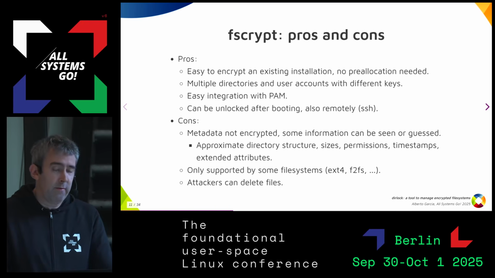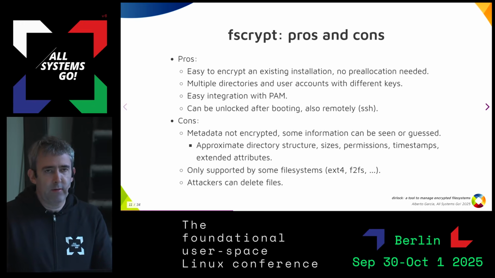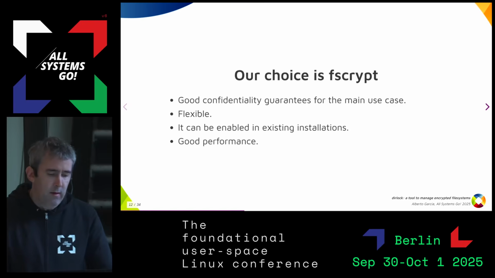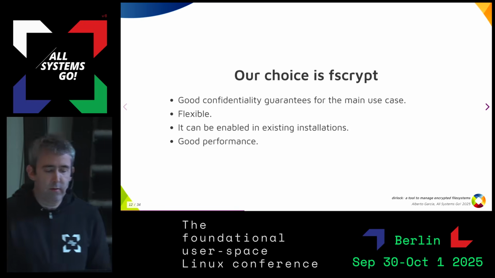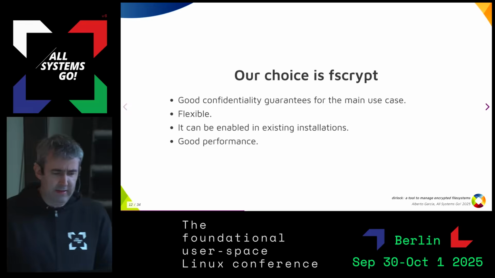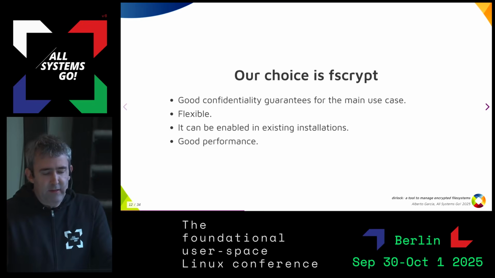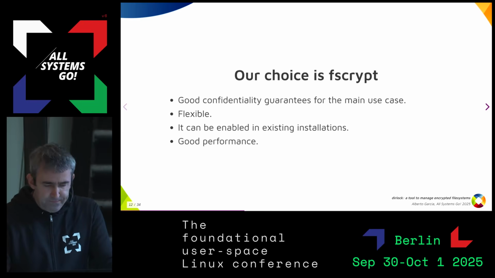And also, attackers can delete files. The files themselves are hidden in the sense that you cannot see the contents, but with a normal unlink system call, you can delete them. All things considered, we decided that fscrypt was a good alternative for our use case. It offers good confidentiality guarantees. It's flexible, it's very easy to enable in existing installations, and offers good performance. In my tests, it's actually a bit faster than LUKS.